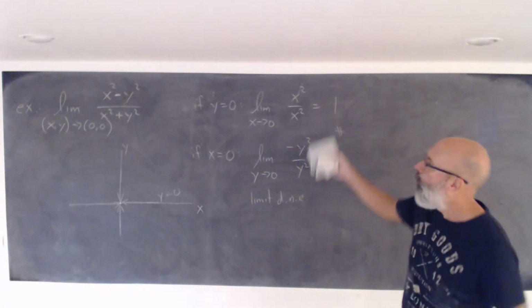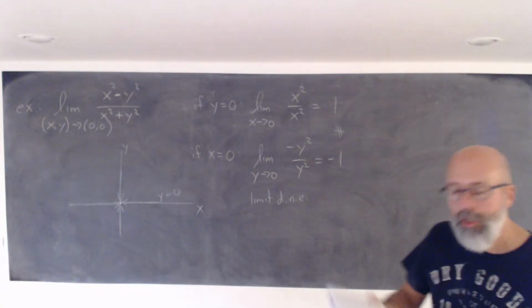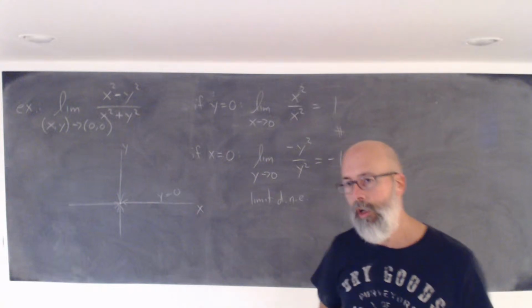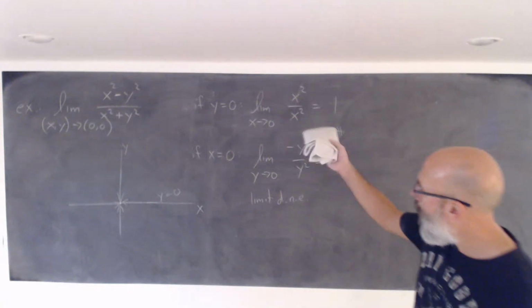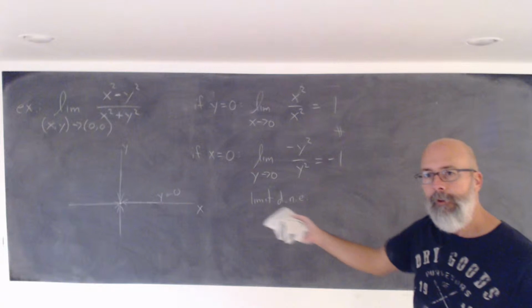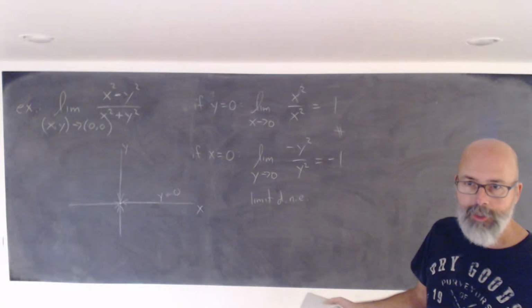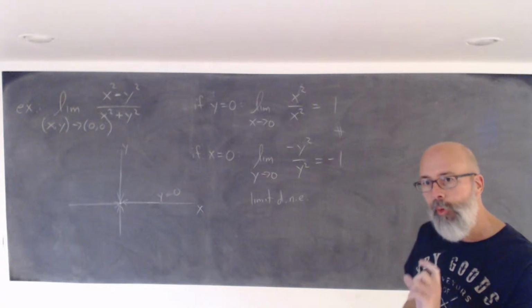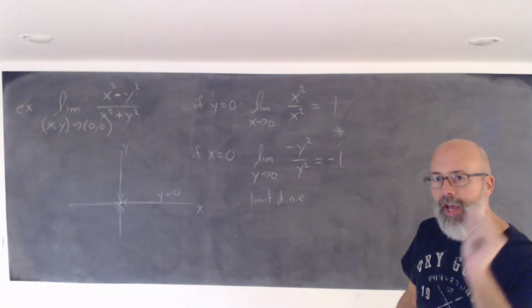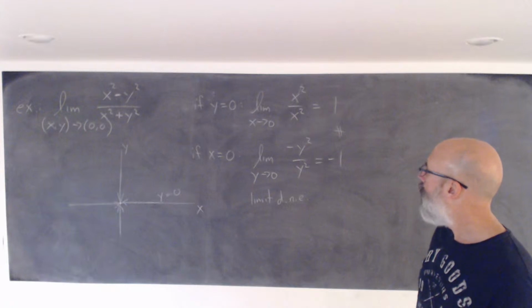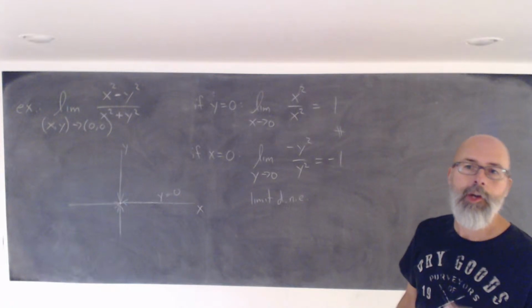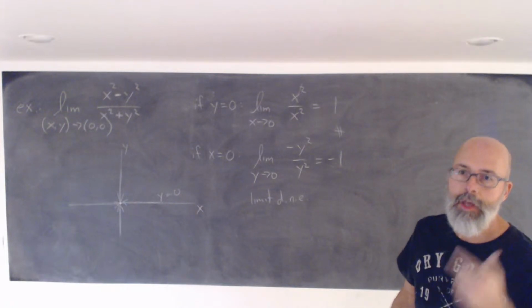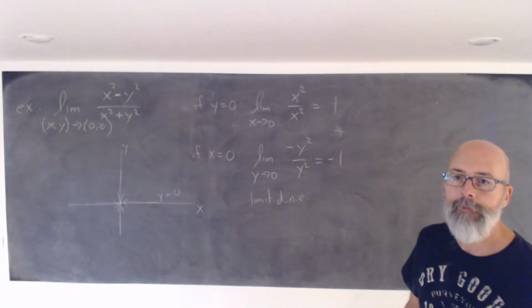Well, what you're going to want to do is convince yourselves. You try a few paths. If you get different limits, limit does not exist and that's it. If the limits are always the same, then you start thinking, well, maybe the limit does exist, and then you have to prove it.